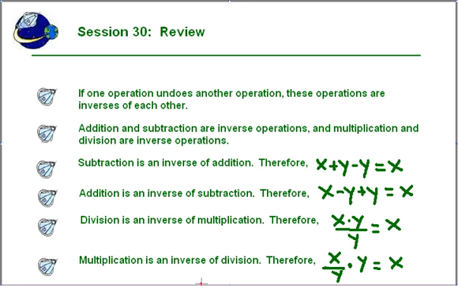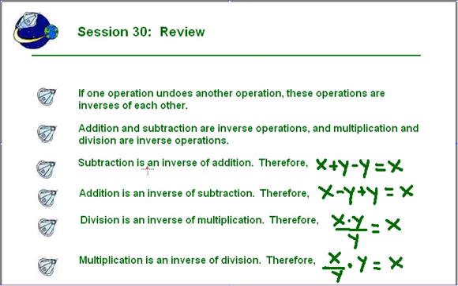So here on the review sheet, first bullet point, if one operation undoes another operation, these operations are inverses of each other. And we just saw examples of that on the previous screen. Addition and subtraction are inverse operations, as well as multiplication and division being inverse operations of one another.